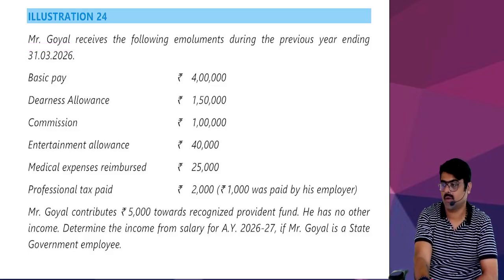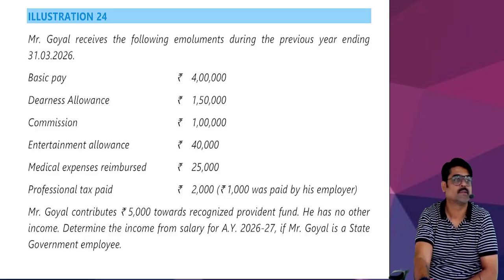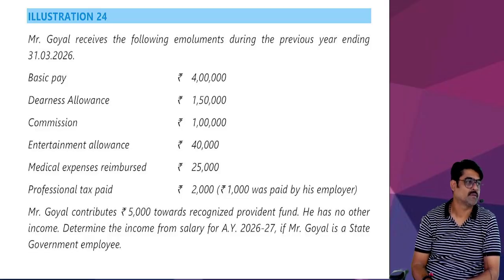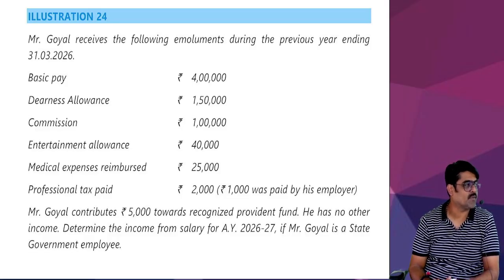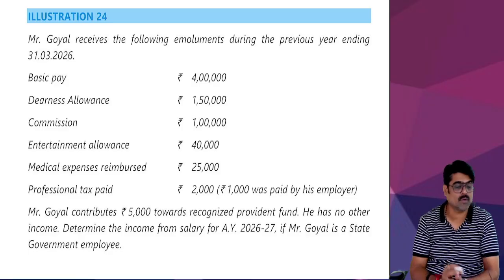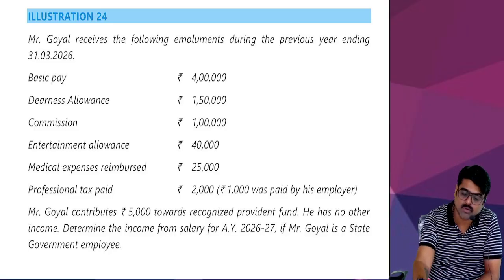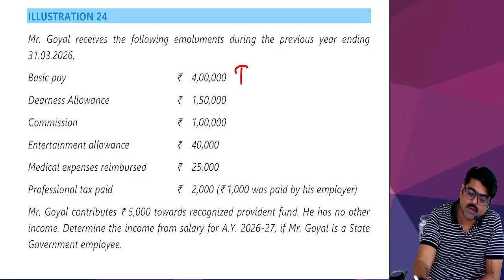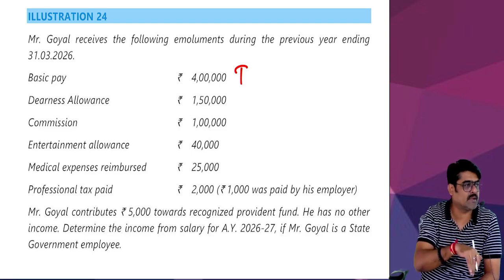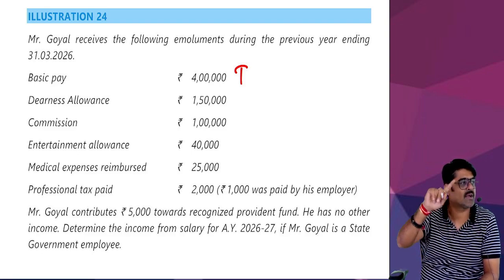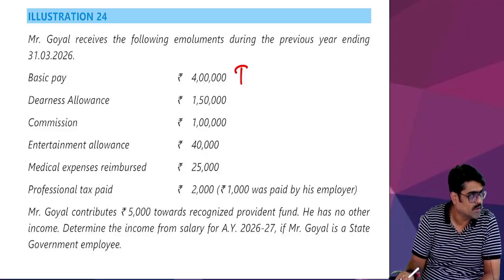Basic salary. What are you going to do with this? He is going to get this basic salary from his employer. Taxable under the head salary. For how many months? For the full year, the entire amount they have calculated and given. T for taxable. You will make a salary statement. In that salary statement, write down basic salary, outer column 4 lakh. That's it. Yes or no?